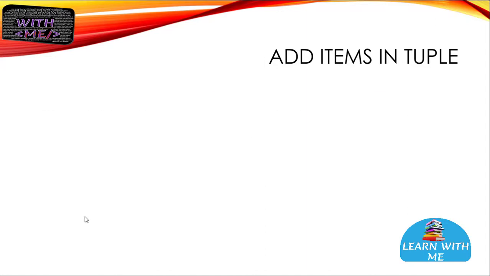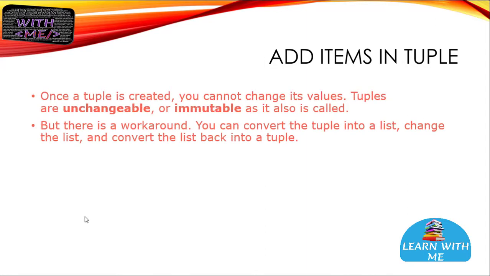How to add an element in a tuple? We know that tuples can't be changed once we have added them. They are immutable. So then how can we add elements in a tuple? We have to convert it to a list and then convert it back into a tuple.